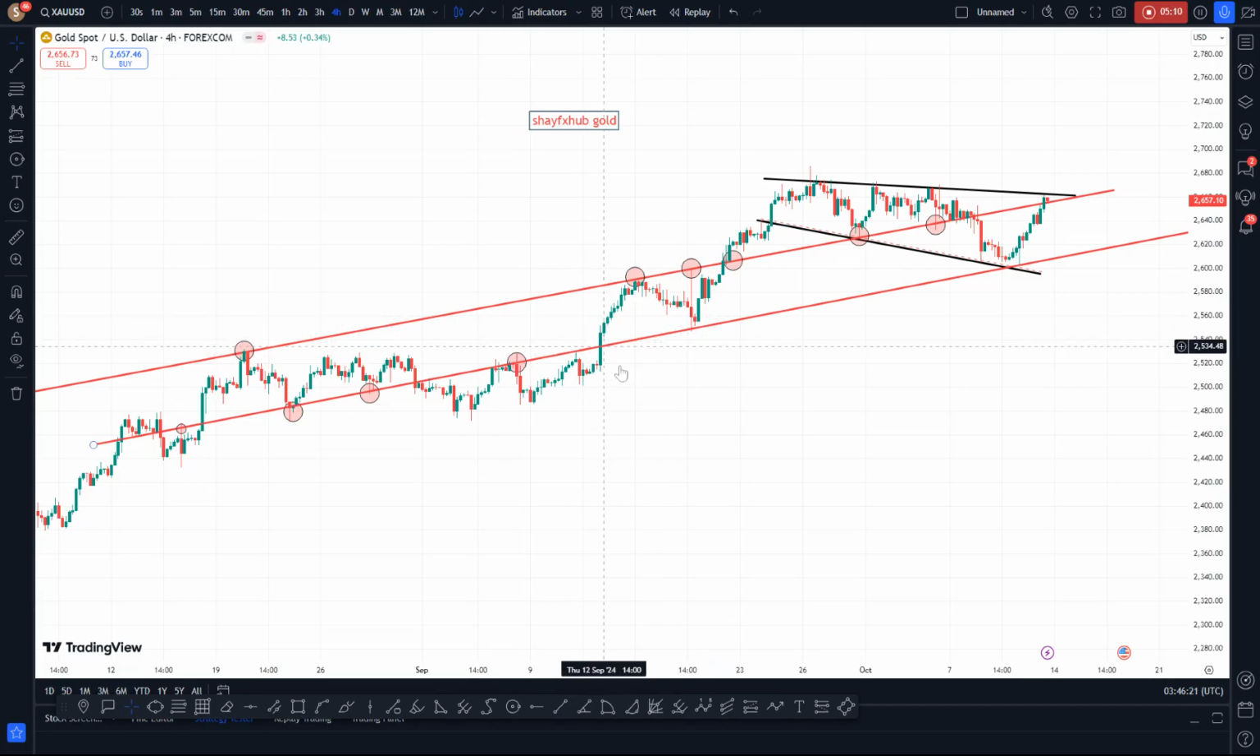So here, we came back, we broke this structure. What structure was broken? A resistance structure. This has been a temporary supply level. We supplied at this level once, supplied twice, supplied the third time. So this change in character was what led to the break of structure. So we broke out from this ascending trend line.